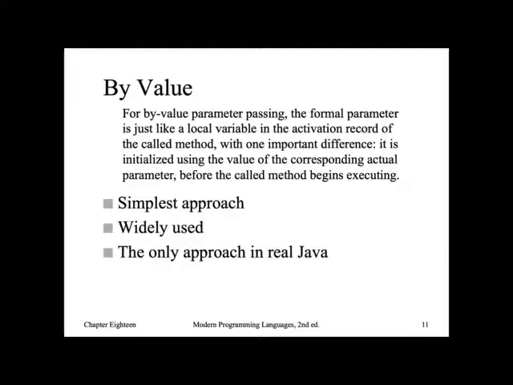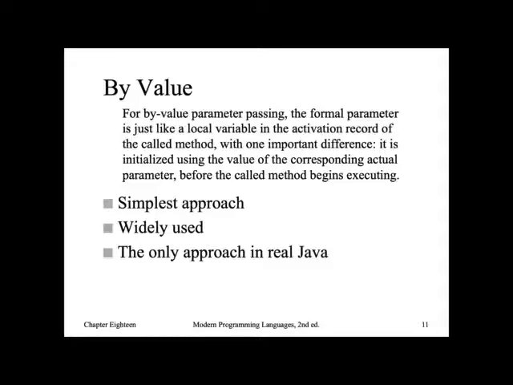Okay, first one, by value. So why do we start with by value? One of the reasons is because it is very common, it's very simple, it is very widely used. It is the only actual approach in real Java, okay?